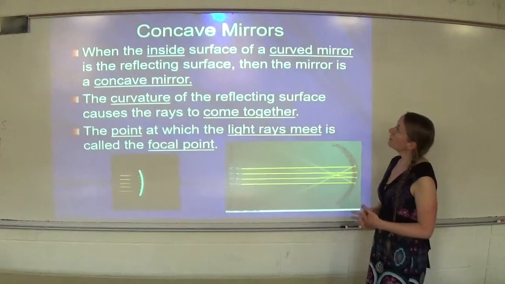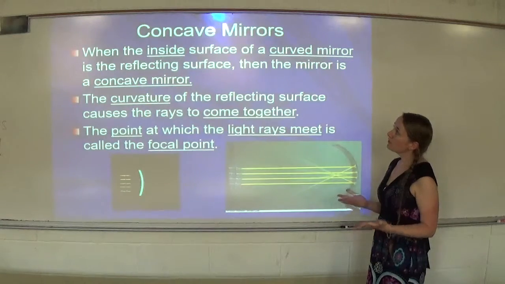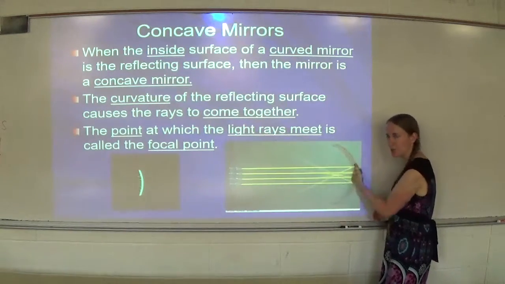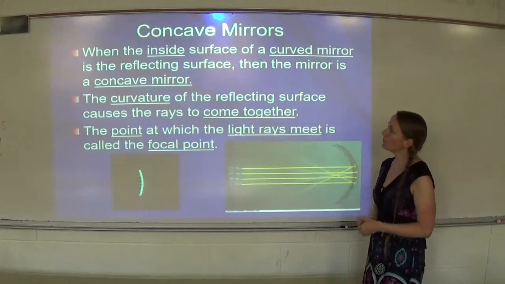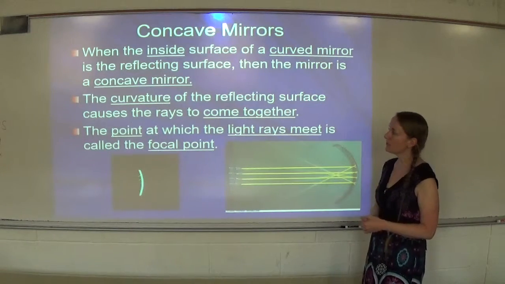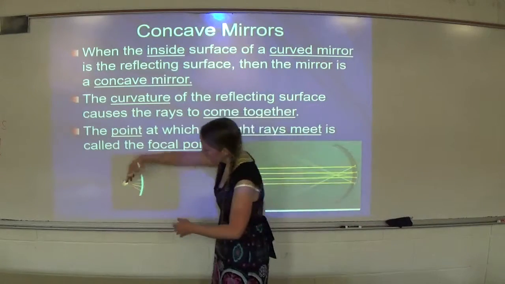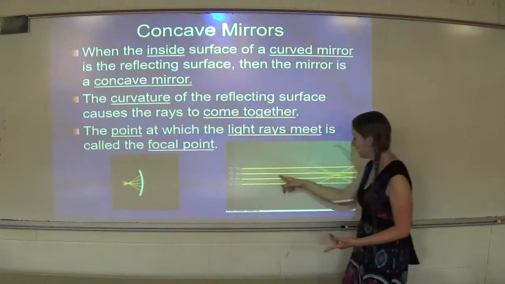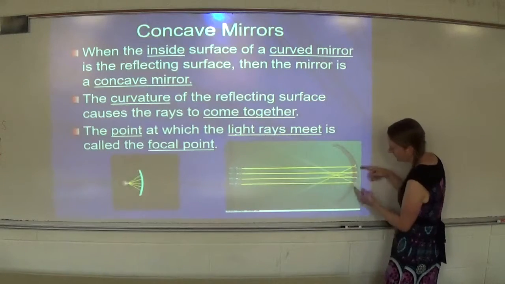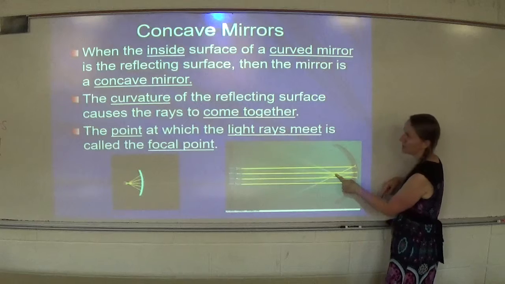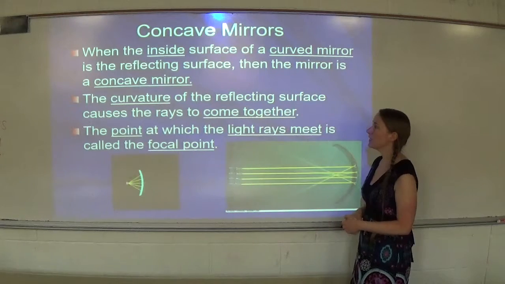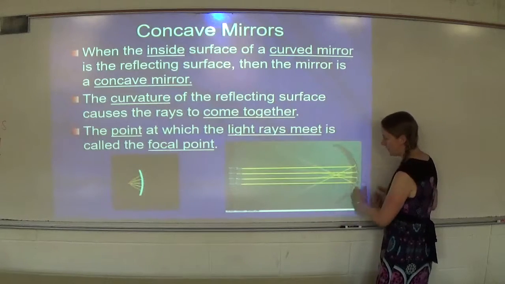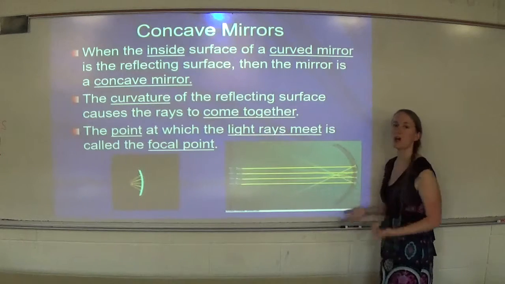When the inside of a surface of a curved mirror is the reflecting surface, then the mirror is a concave mirror. I always like to think it looks like a cave, like you're going into a cave, so that's concave. The curvature of the reflecting surface causes the rays of light to come together. So you can see this picture. They come in, and then they come together and meet at a particular point. And here's an example. They have little lasers pointing, and you can see they all come together right at this point. The point at which the light rays meet is called the focal point. So when the light hits a concave mirror, it comes together at what we call the focal point.